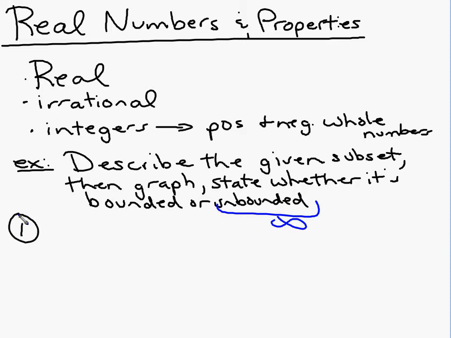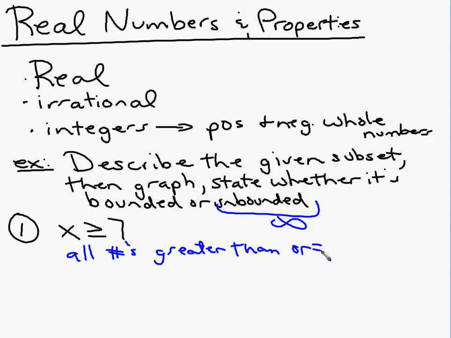What if it said x greater than or equal to 7, for example? Now it said to describe the given subset, then graph and so on. So let's describe it. These are all the numbers greater than or equal to 7. Good. So these are all numbers greater than or equal to 7. Like I said, you can abbreviate a little bit in there.